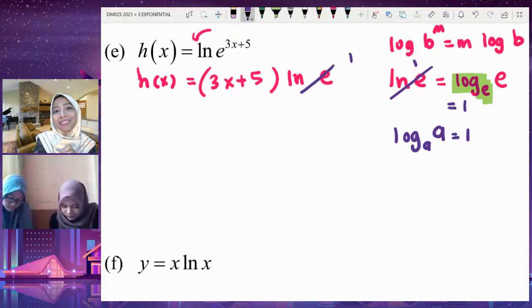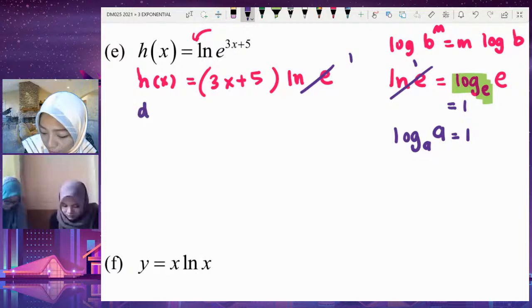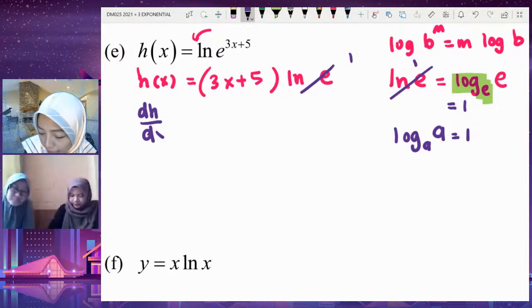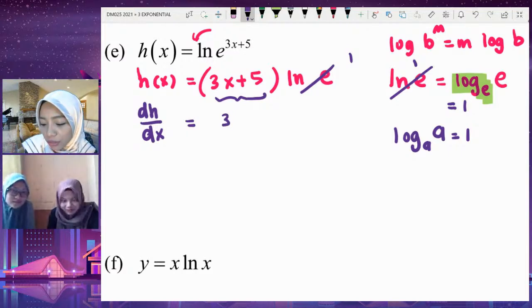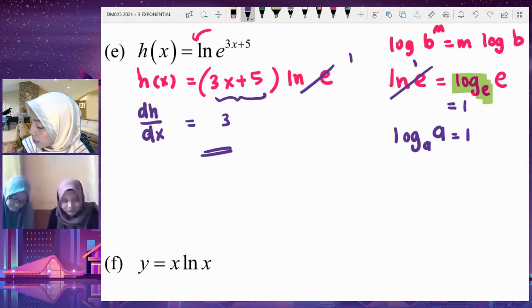Alright, so now it equals 1. Now we are ready to differentiate. So now we are differentiating h(x). So dh over dx equals, kita differentiate ini saja sayang, 3x plus 5. So we get 3.